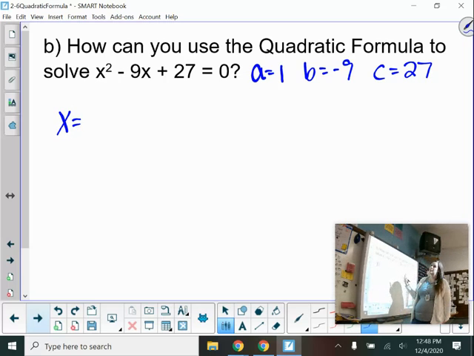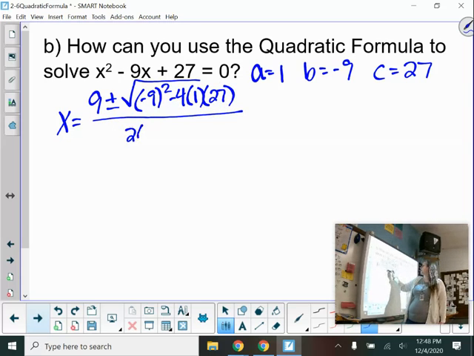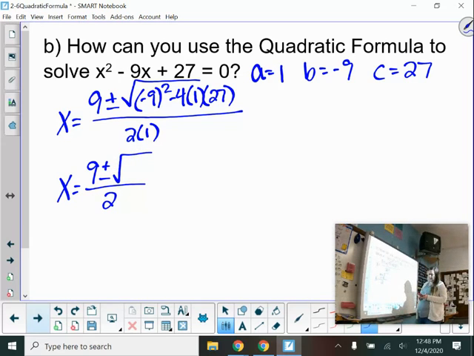So again, the formula starts negative b. B is already negative, so it's going to become a positive 9, plus or minus the square root of b squared minus 4 times a times c, and then the whole thing divided by 2 times a. So in this case, inside the square root, we have negative 9 squared. By the way, notice that I did put parentheses around that.